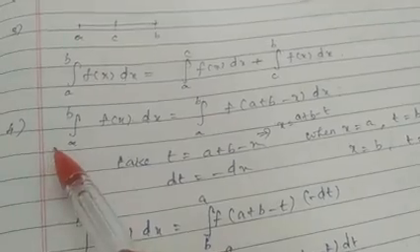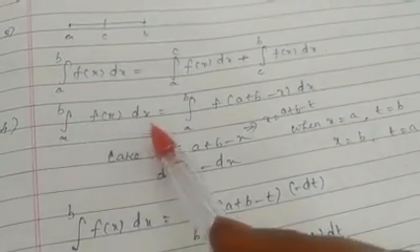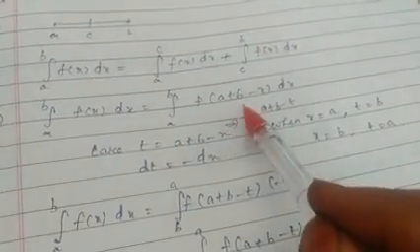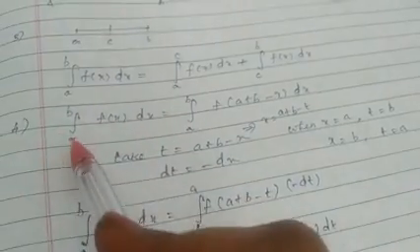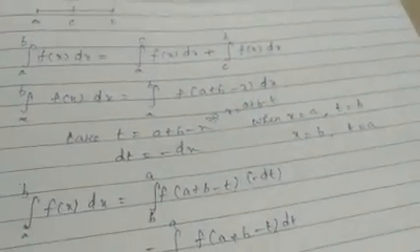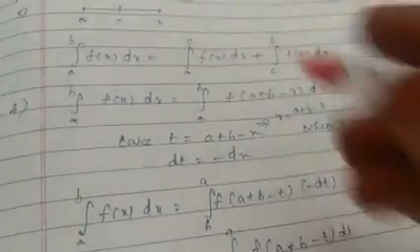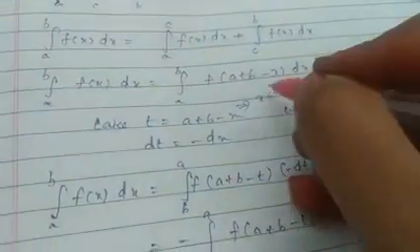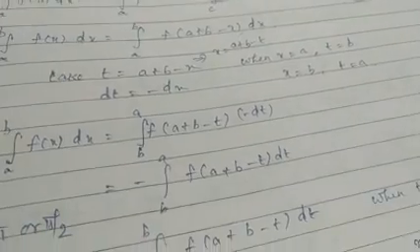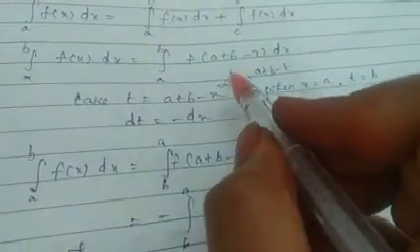The next property is integral a to b f of x dx is equal to integral a to b f of a plus b minus x dx. That is, you are adding the limits and you are subtracting x. That is f of a plus b minus x. Let us check how these two are equal. Now let us assume this is a previous year board question. They asked this for 1 mark.